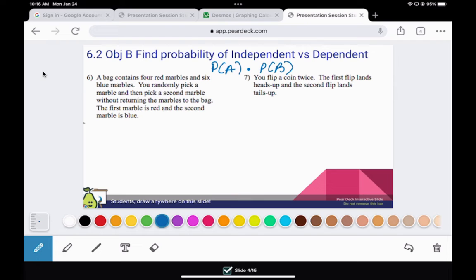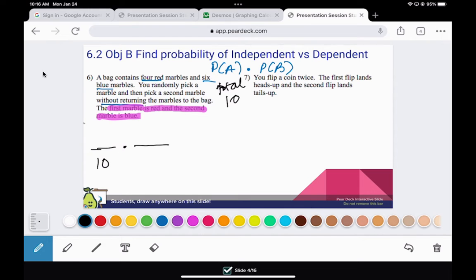A bag contains 4 red marbles and 6 blue marbles. You randomly pick a marble, then pick a second marble without returning it. So, without return, you have 4 red and 6 blue. The question is asking: the first is red and the second is blue. So you have 2 events, a first and a second event. You're going to find the total first. So step number 1, think about the total. I have 4 and 6, so I have 10 total, right? So the first one is 10.